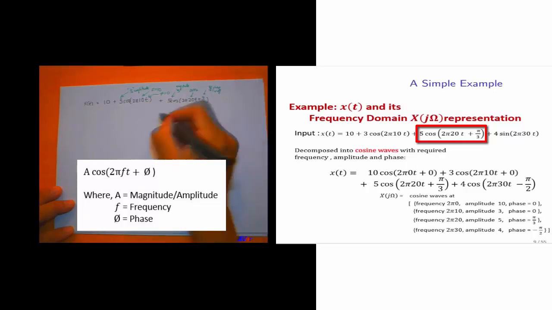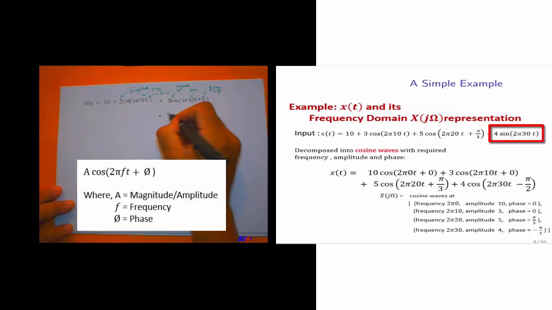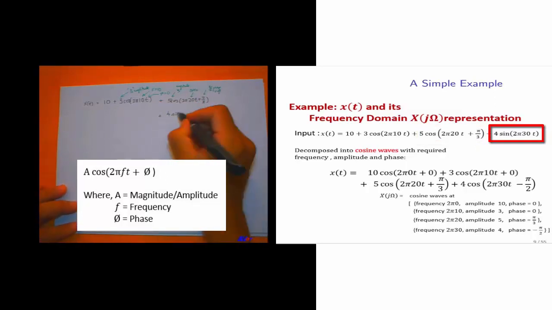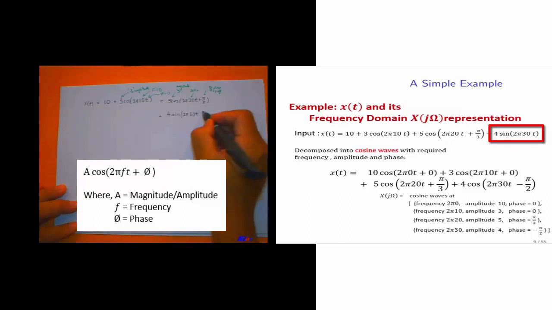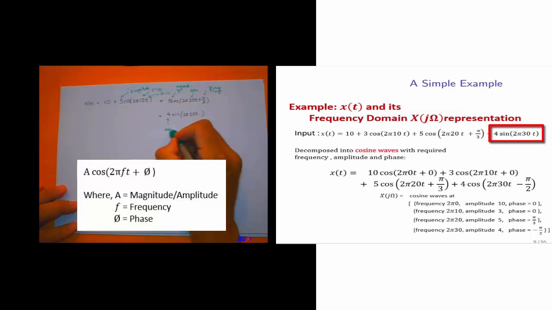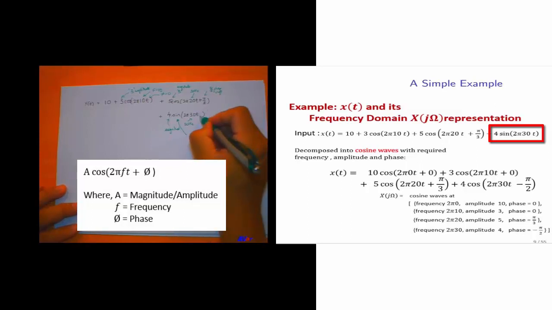And the last term I'm going to add is a sine term, plus 4 sine 2 pi 30t. In the last term, I have a magnitude of 4, frequency of 30 Hertz. But this time, interestingly, I did not add a cosine wave. I added a sine wave with phase shift of 0.